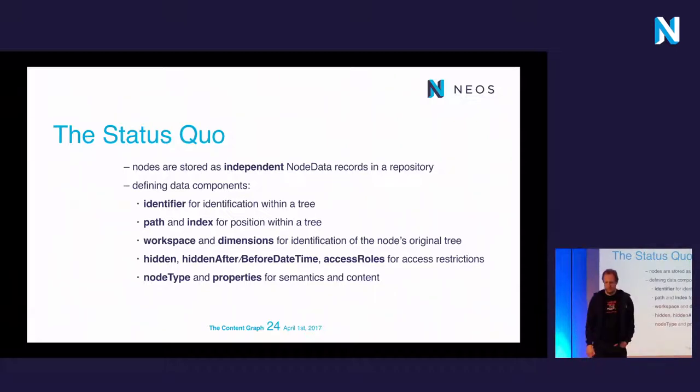So a tree is basically a representation of all nodes within a combination of workspace and dimension values. So path and index define the position within a tree, and the workspace and dimensions in a node data record are for identification of the node's original tree, so the tree it was originally created in. There are some access restriction properties. And last but not least, there's the node type and properties fields for semantics and content.